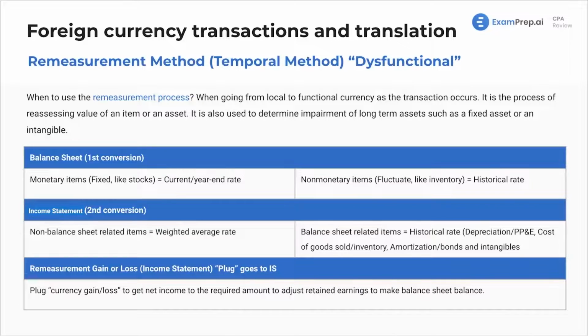Now, remeasurement method, let's take a look. All just different names, right? Dysfunctional temporal method. You're probably just going to see remeasurement method. When to use the remeasurement process. Remeasurement. We are in this realm right now.